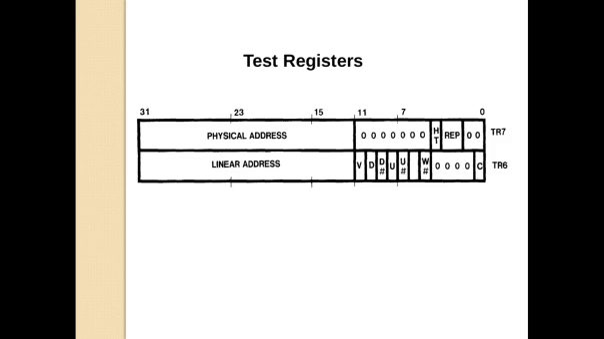TR6 and TR7 both are 32-bit registers. The structure is as shown in the diagram. Some bits are reserved, so the values are 0. All 0 denotes reserved bits. That means they have no use right now. They are just stored or added in the register structure. So we will see one by one.